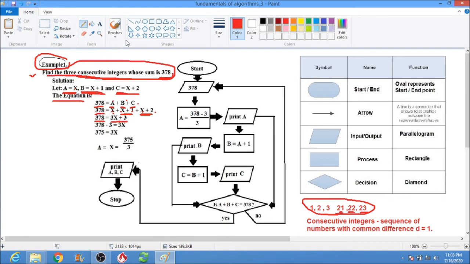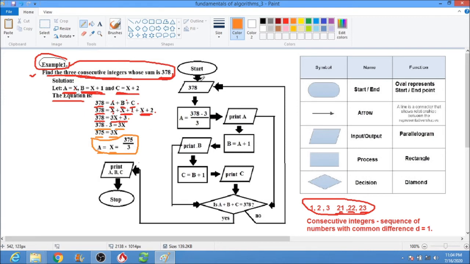Then transpose 3 to the left member of the equation, so we subtract 3 on both sides. We have 378 minus 3 equals 3x, and 378 minus 3 is 375, equals 3x. Then A is equal to x, so divide both sides by 3. We have 375 divided by 3. That's our formula.